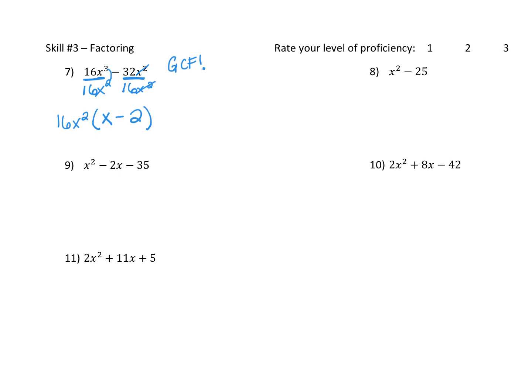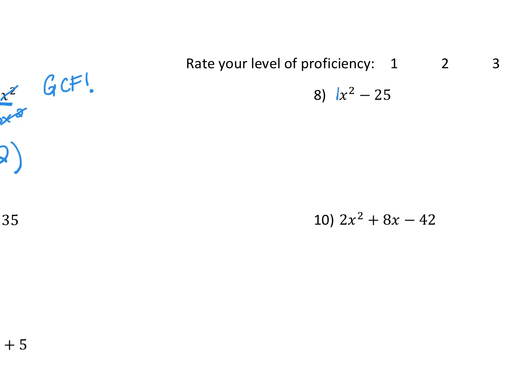Now in number 8, I don't have a GCF because I have 1x squared and negative 25, and their only GCF is 1. So this is a different type of factoring, and this is what we call a difference of perfect squares.